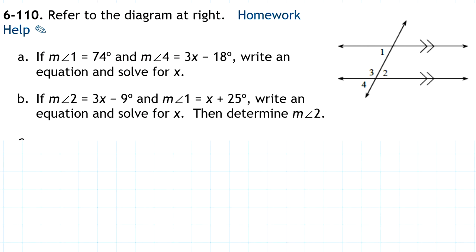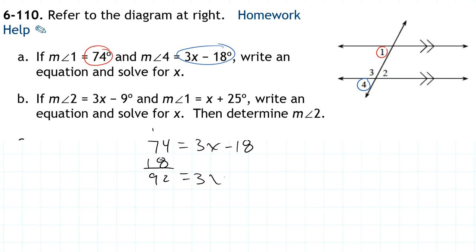Because of that, I can say that this 74 degrees, which is angle 1, is the same as this angle, angle 4, which is expressed as 3x minus 18. It's a little artificial, but here's a chance to practice a bit of algebra. I could say 74 is the same as 3x minus 18. I can add 18 to both sides of this equation. That's 92, and that's 3x.